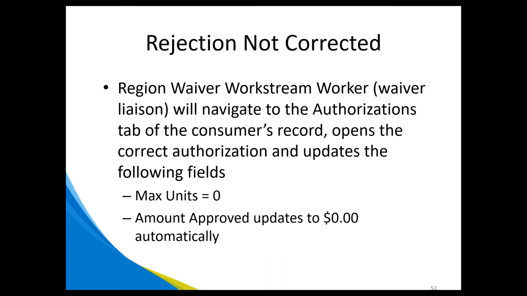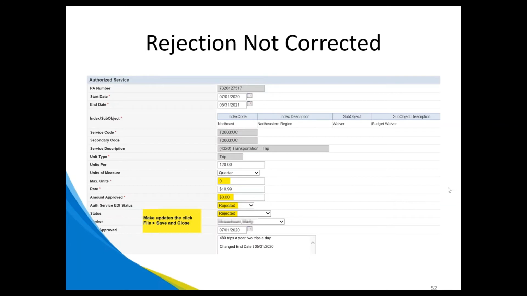So Elizabeth is actually going to get this note on my dashboard, in her pending notes pane on the consumer column, and she's going to see that. She's going to double check the plan service, and then she's actually going to manually update the authorization on the Authorizations tab in the consumer's record. All she's going to do is set the max units to 0, and that will automatically update the amount approved to 0. So it will look like this.